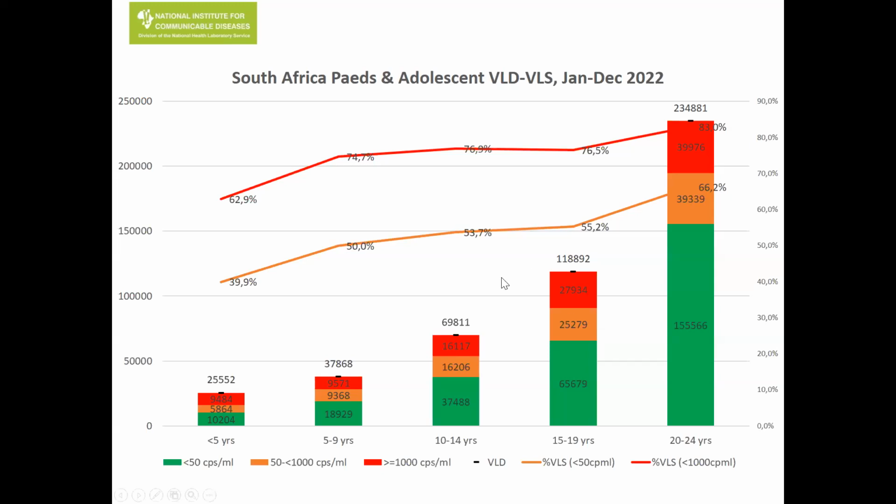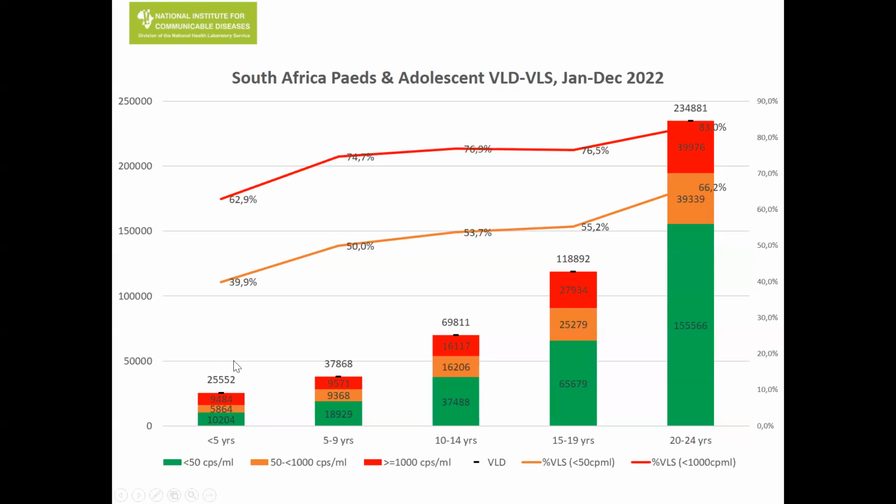All right. So this is that principle that I've just sort of shown in terms of the younger age groups being associated with a lower proportion of virological suppression. So this is for the country. This is for the whole of last year, 2022. And I've provided the volume of viral load testing per 5-year age group going up to the end of youth.